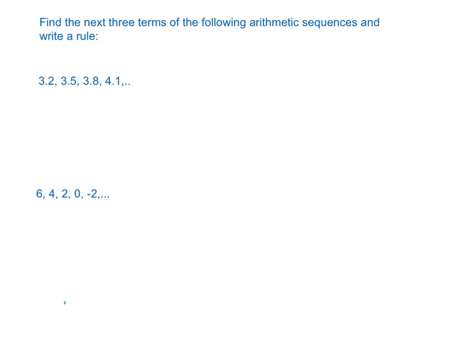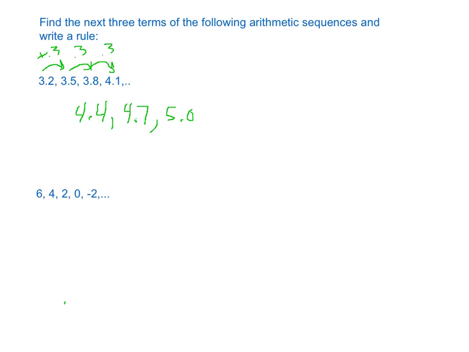We've got to look at what happens from 3.2 to 3.5. Well, that increases by 0.3, and then from 3.5 to 3.8 also increases by 0.3, and 3.8 to 4.1 increases by 0.3. So if we look at 4.1 and add 0.3 to that, it becomes 4.4. If we add 0.3 to that, that becomes 4.7. If we add 0.3 to that, it becomes 5.0.